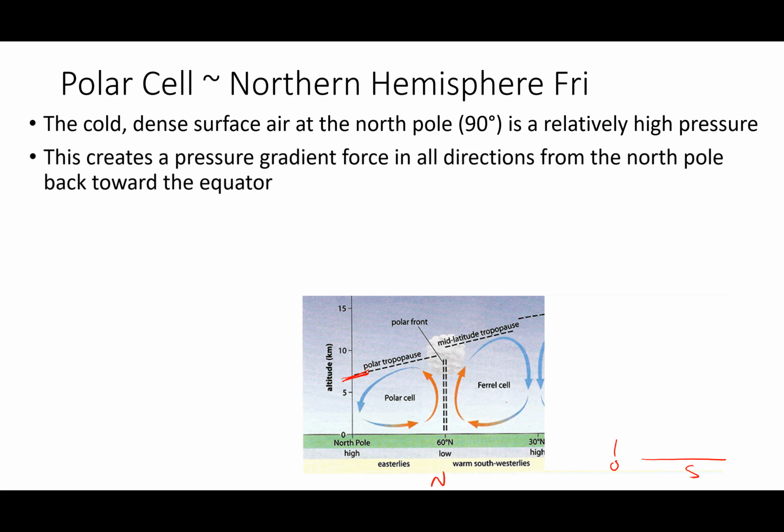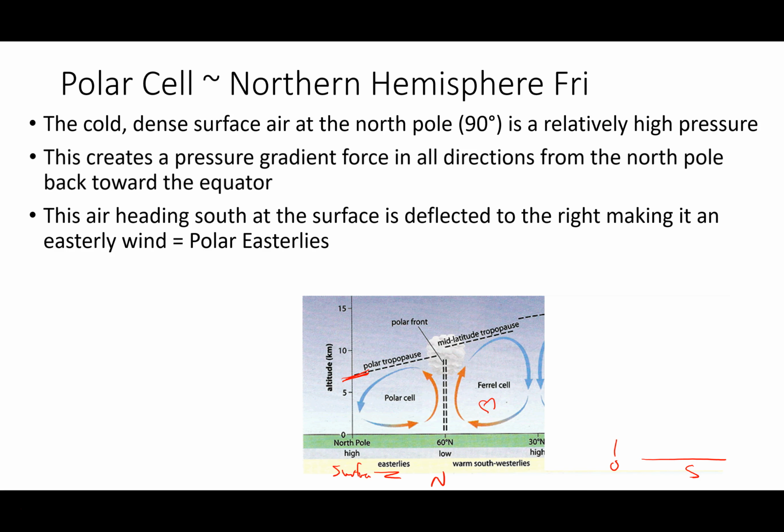Okay, so we have cold air coming down from the poles, and it's deflected to the right in the northern hemisphere, so that makes it easterly. Makes it a surface easterly. We are part of the Ferrel cell, I said. Okay, so this is a surface easterly. This is us. We are in the Ferrel cell. We're between 60 and 30 degrees latitude.